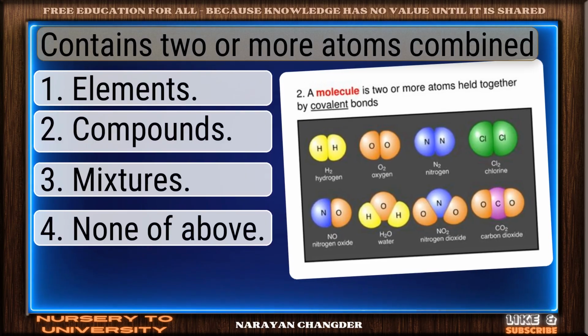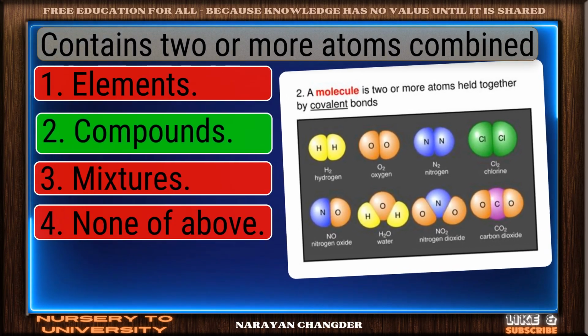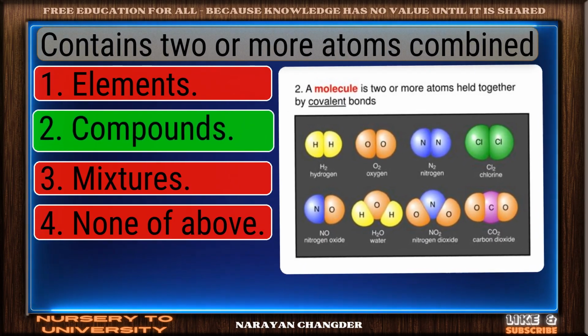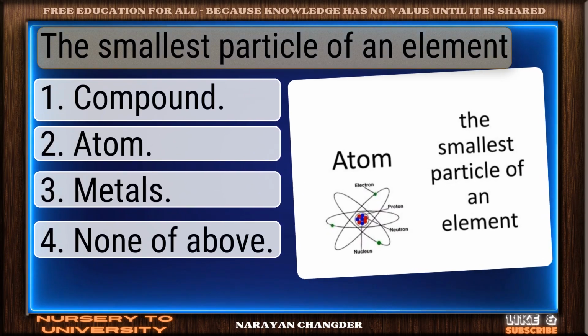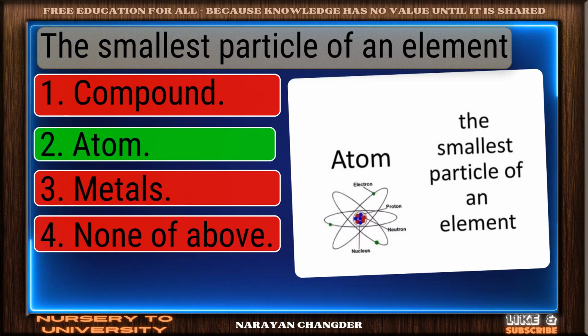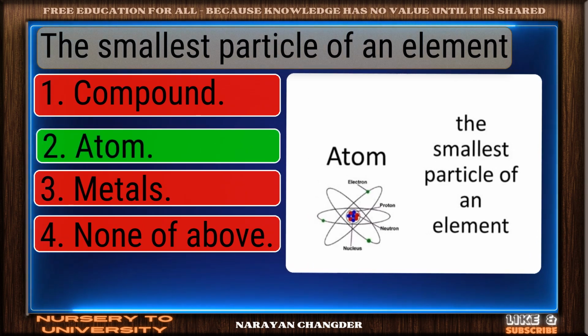Contains 2 or more atoms combined. Nice work. You chose compounds, and it is correct. The smallest particle of an element. Correct response. Atom is the most accurate answer.